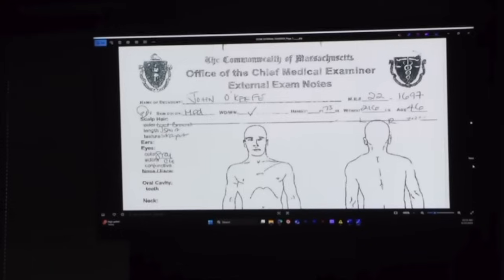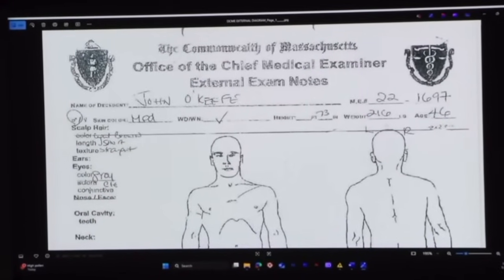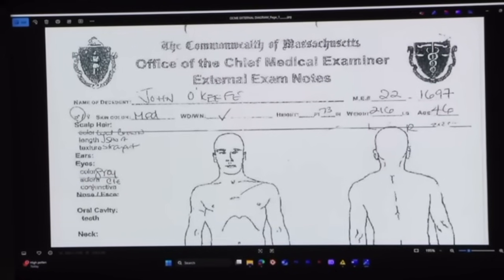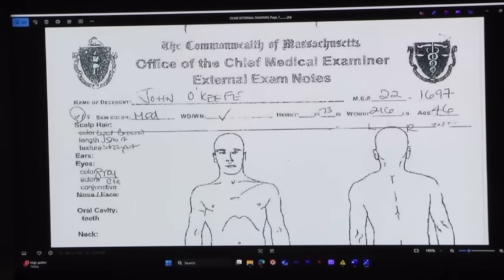Could you explain this to us? Yes, this is the diagram that we use during every autopsy. As you can see, we note the name of the decedent. Every case has its own number. In this case, it was 22-1697.